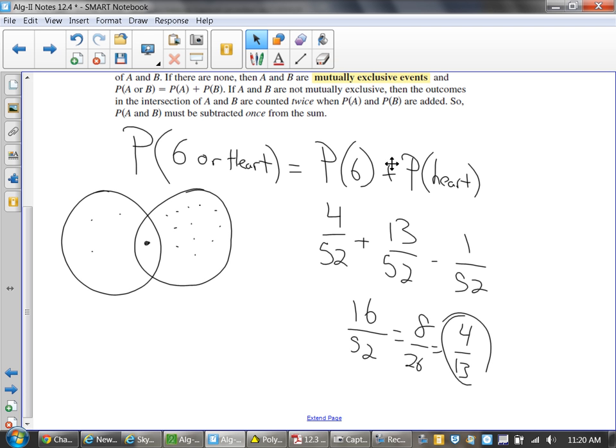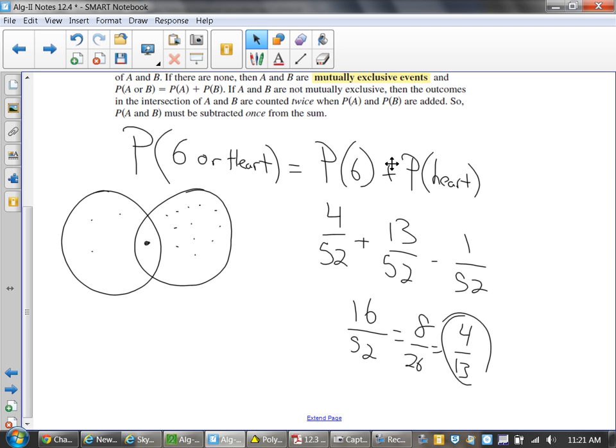See how there's something that overlaps? The 6 can also be a heart. So the probability of getting a 6, there's 4 of them. Probability of getting a heart, there's 13. But I've counted the 6 of hearts twice. So you're looking for this overlap, and this is the intersection of those two. Yes, ma'am? If it's an "and", it would be multiplication. We'll get into multiplication tomorrow. That's an independent event. These are different, a little bit different.